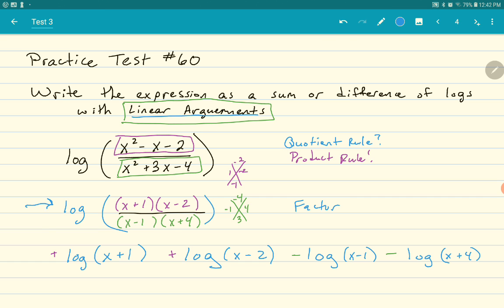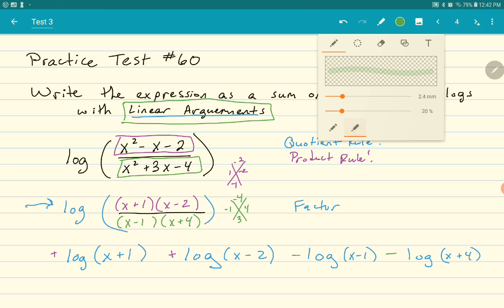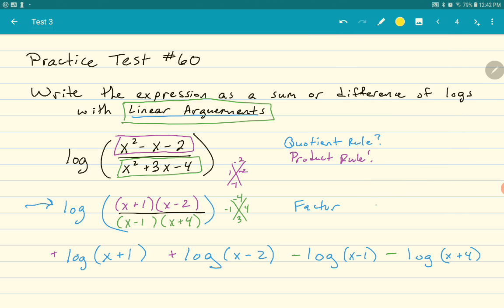Okay, and that's my final answer. I'm just glancing over my work and making sure it all looks right. I can just double check. X plus 1 is in the numerator. X minus 2 is in the numerator. The negative x minus 1, so that's denominator, and a negative with the x plus 4, so that's denominator. So there's my final answer.